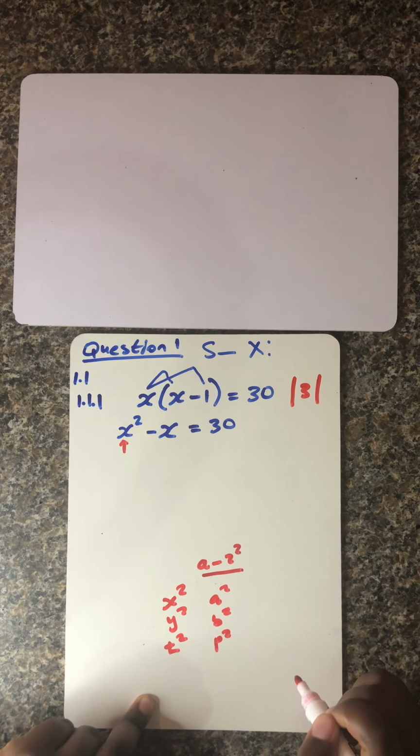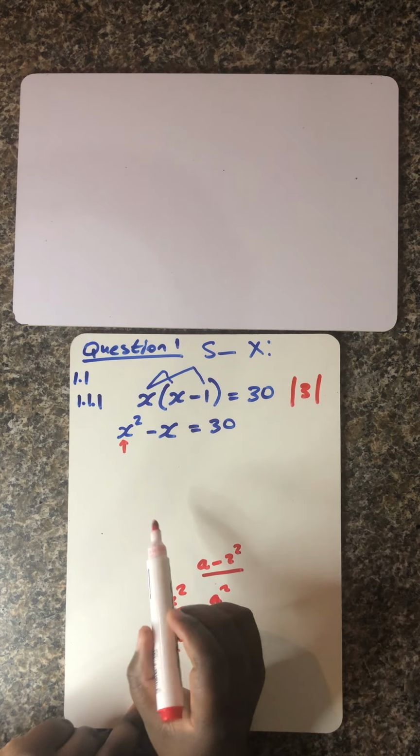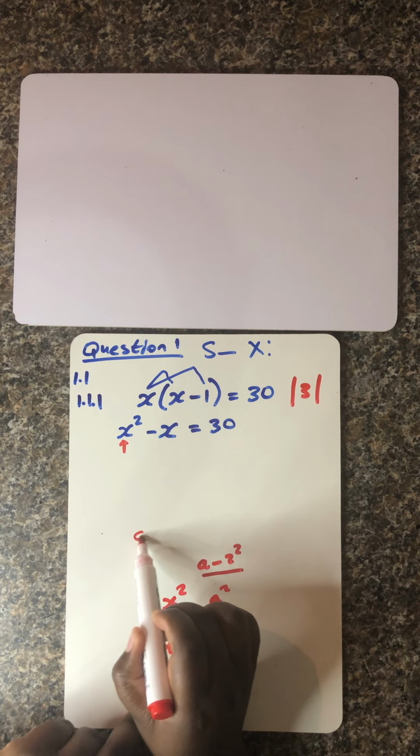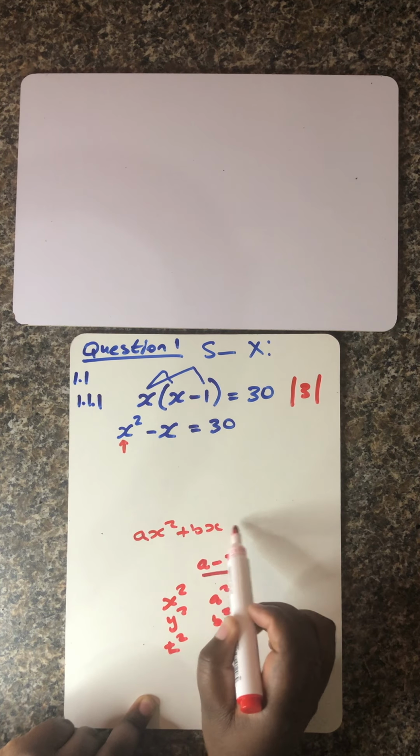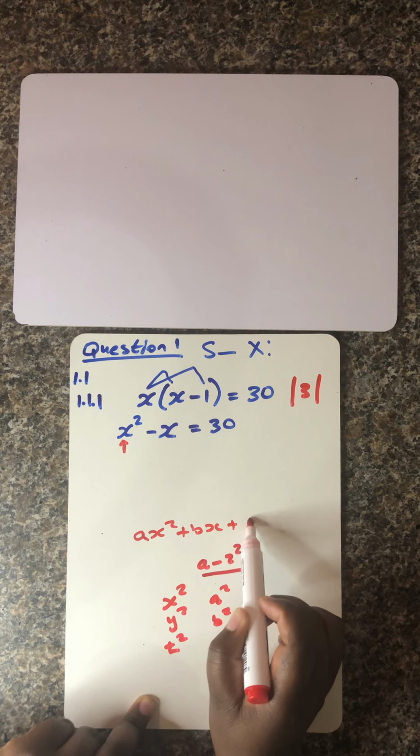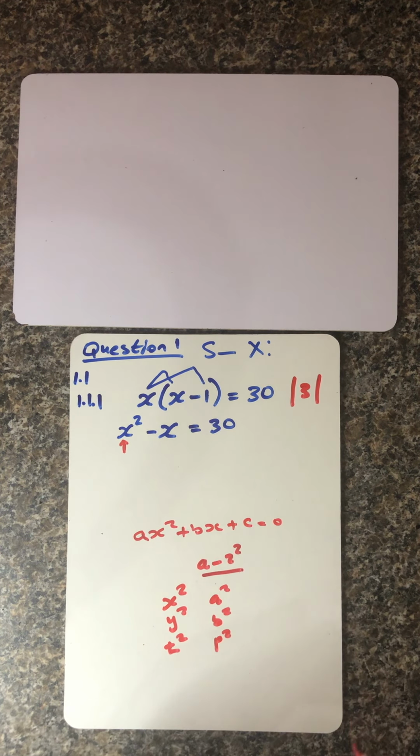What does it mean when you have a quadratic equation? Ladies and gentlemen, it means you should have your equation in that standard form: ax² + bx + c = 0. Very, very important, ladies and gentlemen, that you take note of this type of information.